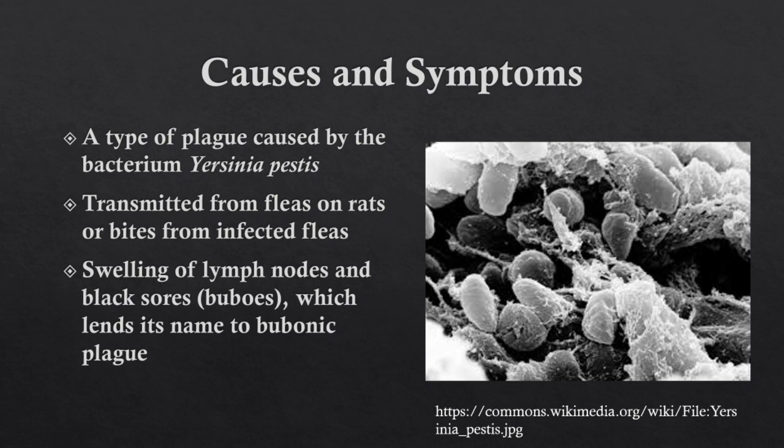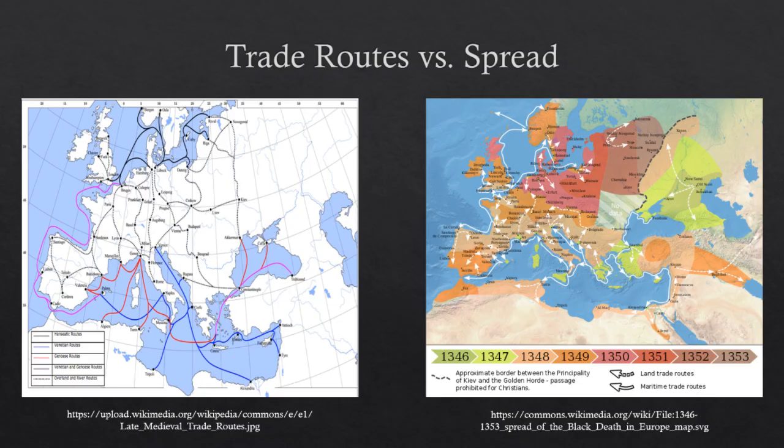The swelling of the lymph nodes and the accompanying black sores, known as buboes, are where these names come from. The sores were due to internal hemorrhages, and other secondary symptoms included joint pain and high fevers. The disease progression follows the trade routes of the day. It originated in Eurasia, and then it proceeded to spread in a counterclockwise direction through Europe.